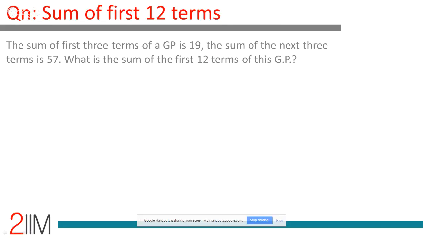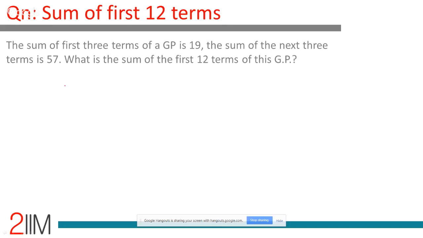The sum of first three terms of a geometric progression is 19. Sum of the next three terms is 57. What is the sum of the first 12 terms of this GP? Wonderful question. Once again, a wonderful question, because if you know how to press the right buttons, you're fixing this in 45 seconds. Once again, that's what we're going to do.